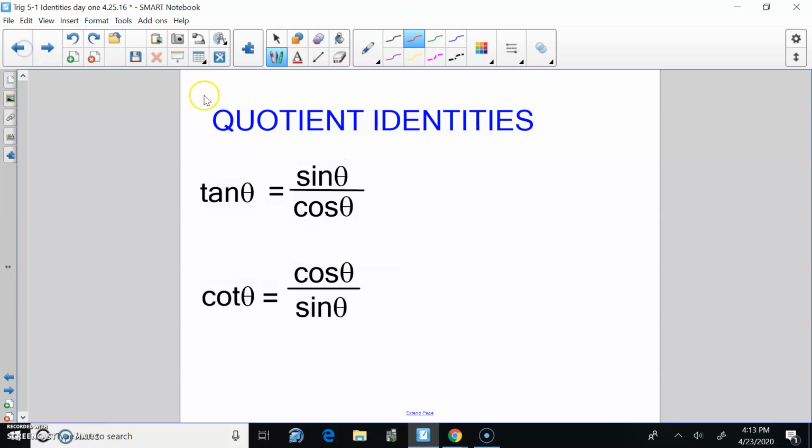Quotient identities, those are for tan and cotan. So remember, tan is kind of like the slope, right? It's kind of like a y over x sort of thing. Well, sine's kind of like the y and cosine's kind of like the x. So tan ends up equaling sine over cosine. And that's always true for any angle. If you take its sine, divide it by its cosine, that will equal its tangent. And the upside down version is true for cotan.